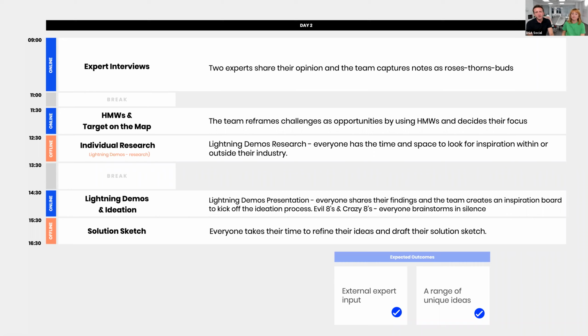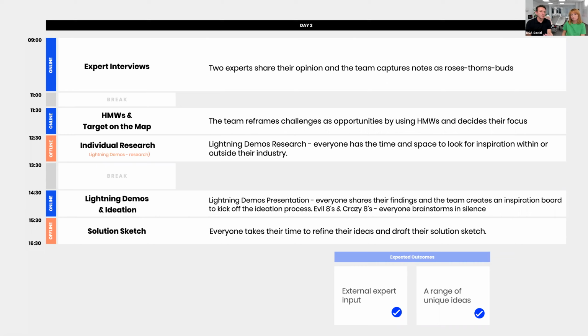Then we do How Might We, and we're doing How Might We as a standalone exercise. That's actually a feature of Design Sprint 3.0. We do the same when we run the sprint in person. Why is that? Because How Might We is all about reframing challenges into opportunities, and we take multiple sources into consideration. It's the lightning talks at the beginning of day one, the user research that's already on the map, and the output of the expert interviews. So the team has 3 different sources to get inspiration for their How Might We.